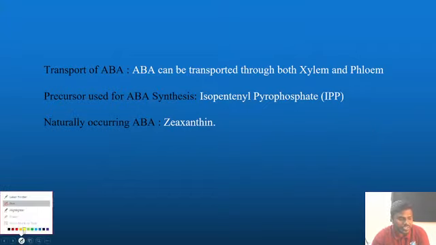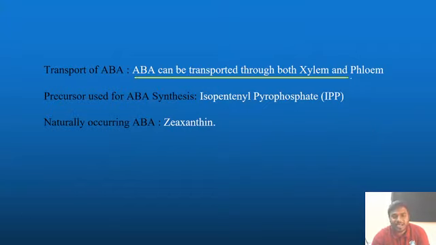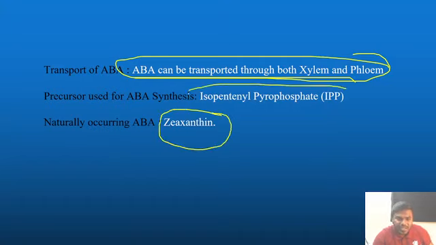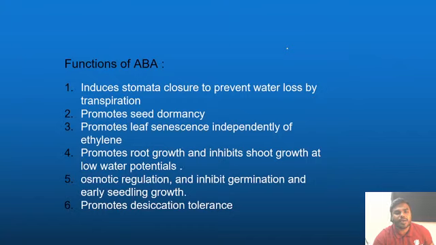So quickly try to understand, friends. Abscisic acid can be transported through both xylem and phloem through the entire plant body. Naturally occurring abscisic acid is derived from zeaxanthin. The precursor used is IPP.